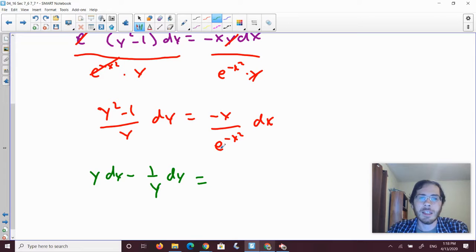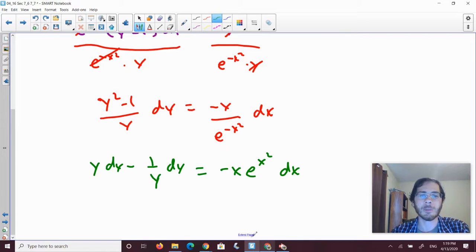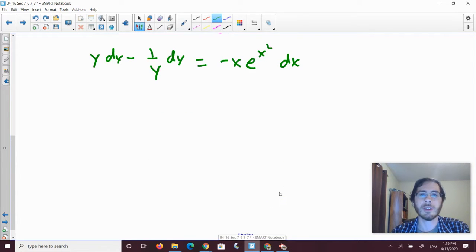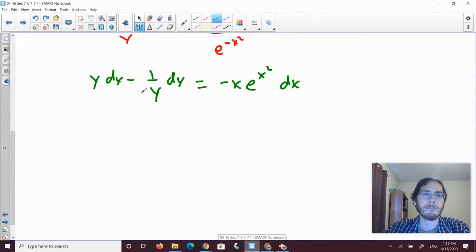On the other side, e to the negative x squared means we can actually flip that to the top, right? We can make this negative x e to the regular x squared. Well, that's better. It's getting better. Like I said, I'm totally happy with the y's, so I think right now I'm going to go ahead and integrate that side, because we might as well.